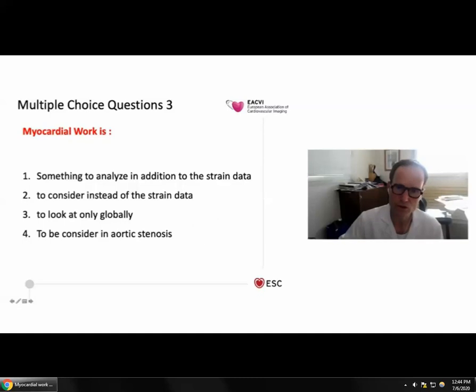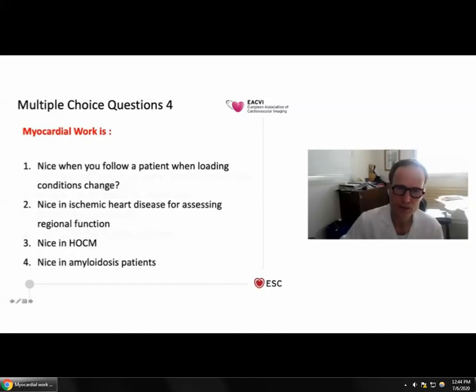So maybe I can go to the last MCQ. So this is the one about also myocardial work, of course. Do you think that myocardial work is nice when you follow a patient and when the loading conditions change? Second question, do you think that it's nice in ischemic heart disease for assessing regional function? Do you think that it's nice in hypertrophic obstructive cardiomyopathy? And last question, do you think that it's nice for analyzing the myocardial function of a patient with amyloidosis? Now you can vote.